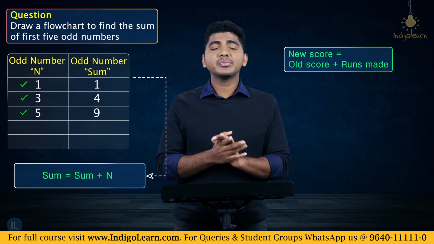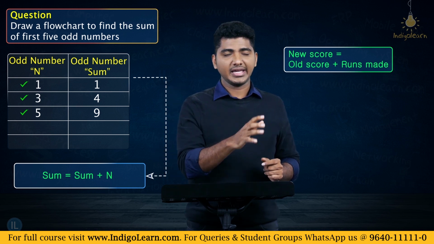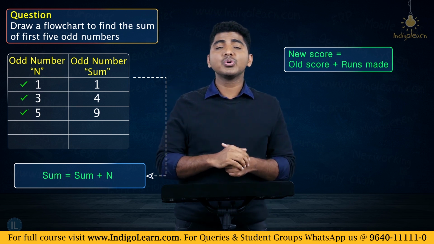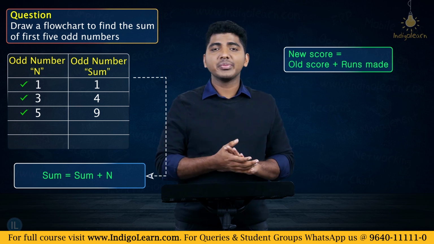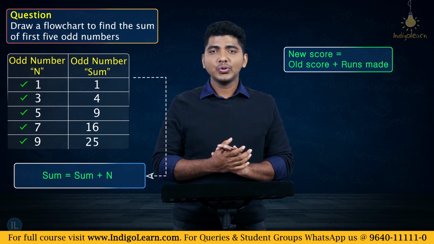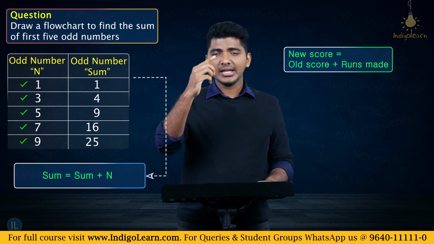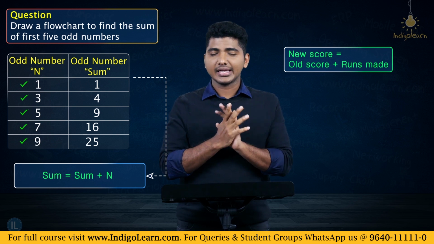So if I have to write it as a formula, I will write sum is equal to sum plus n. To what extent will I do this totaling? Till I reach the last odd number. Which is the last odd number? The last odd number is 9. So I started with 1 and I went till 9. The moment I reach 9, I stop my calculation.